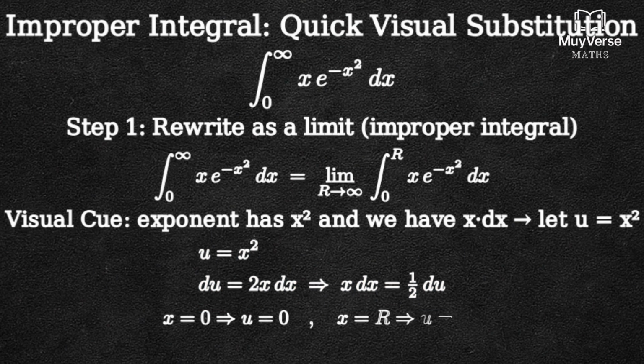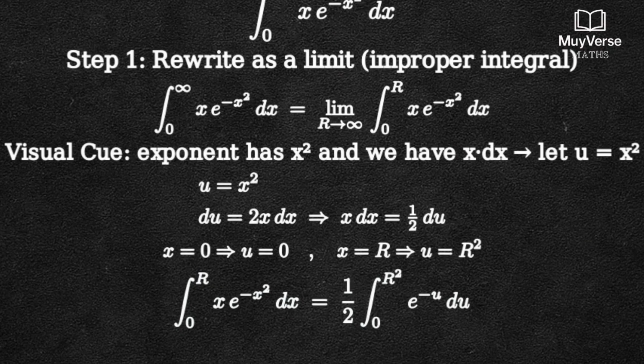When x equals 0, u equals 0. When x equals r, u equals r squared. Therefore, the integral from 0 to r of x e to the negative x squared dx becomes 1/2 times the integral from 0 to r squared of e to the negative u du.